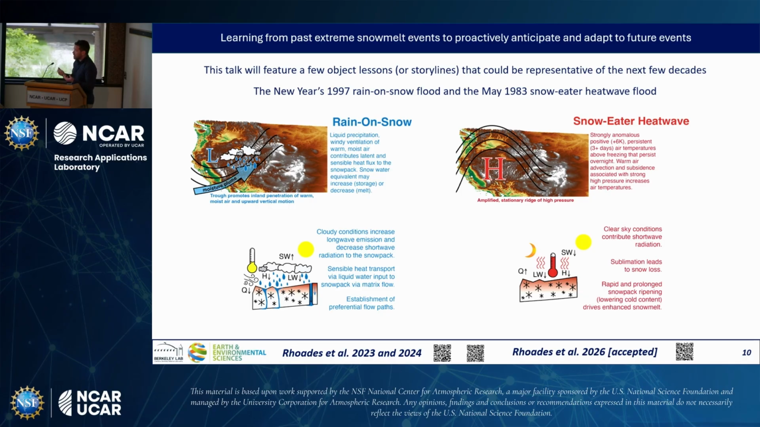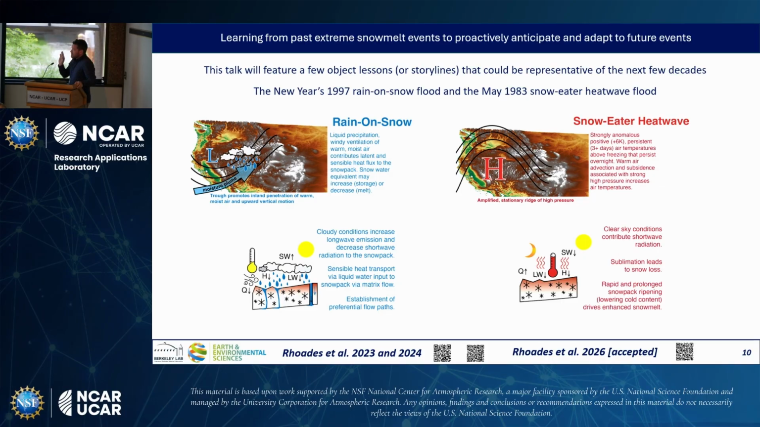They're strongly anomalous positive temperatures that persist for multiple days above freezing, both day and night, which is important because it erodes the cold content, or the energy needed to overcome to start melting the snowpack. And they're usually associated with warm air advection and subsidence. And so that can lead to that doubling of snowmelt that I mentioned.